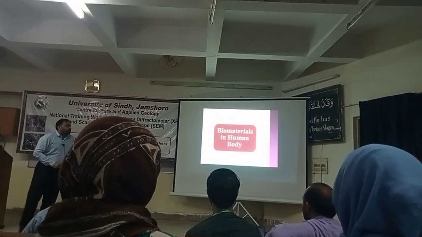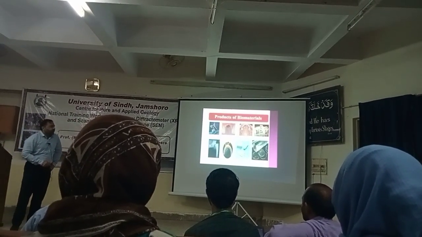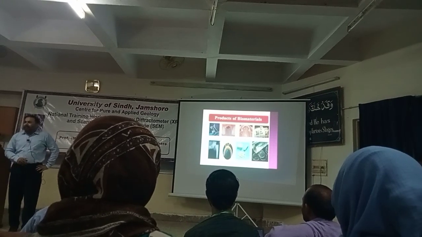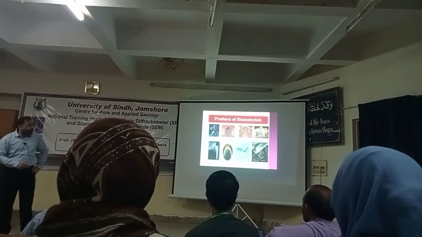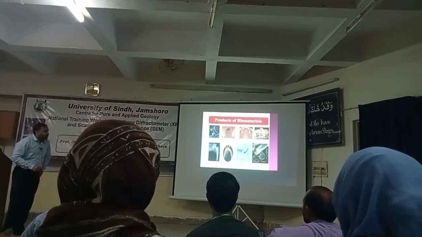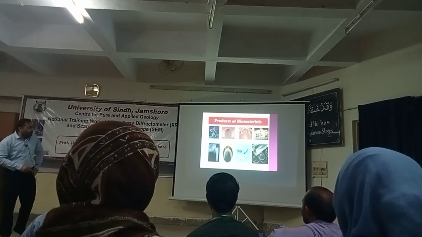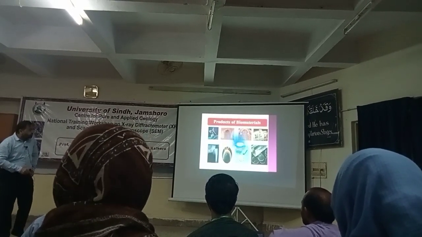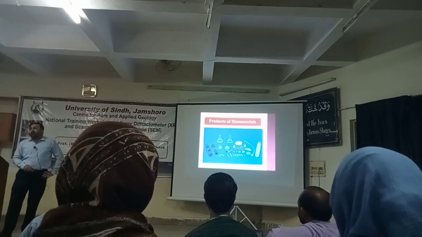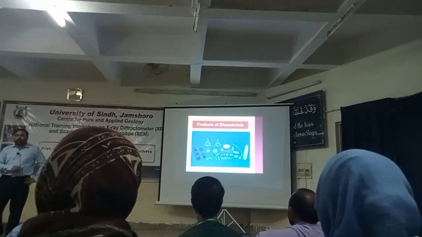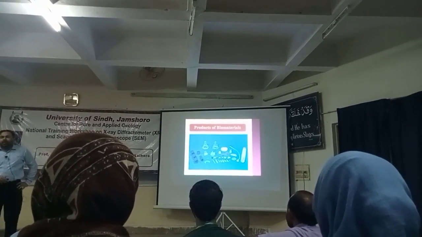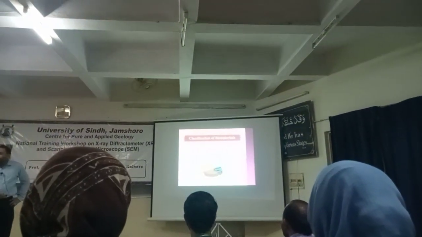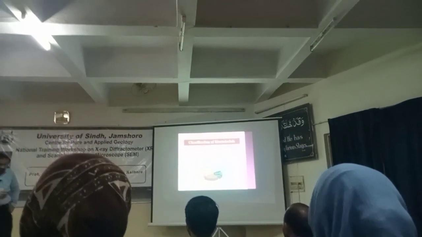Where do we use biomaterials in the human body? These are different products which are normally available in the market and that we use in our human body, from lenses to simple aluminum clips. These are some other commercial products which are also made of different kinds of polymers. So you can also synthesize all these kinds of polymers in your lab.